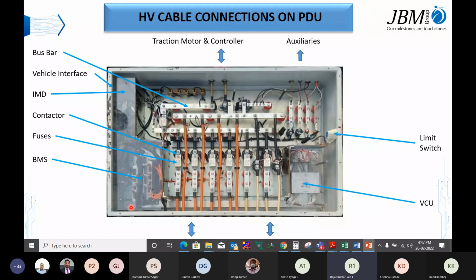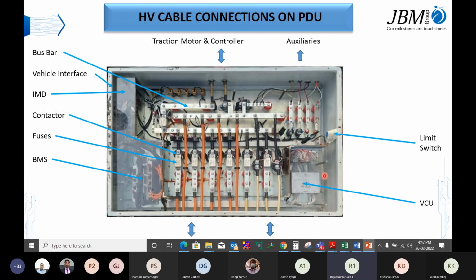For 12-meter buses, we have 4 strings. And for 9-meter vehicles, we have 2 strings in BMTC vehicles, and 3 strings in Jhansi vehicles. It also depends on the number of charging sockets we are using. So in the bigger 12-meter vehicle, we have 4 strings and 2 charging sockets. And we have a VCU inside the PDU.